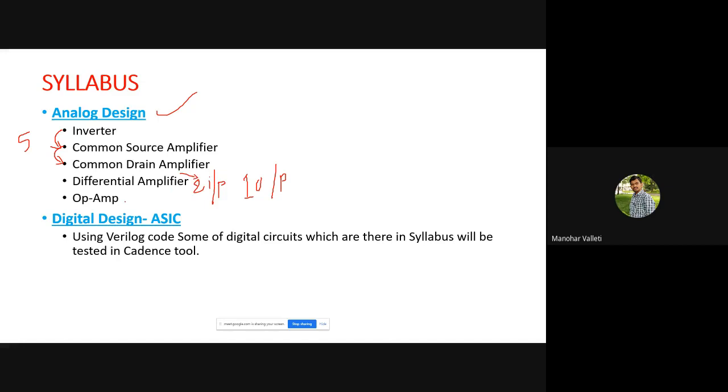And finally, the operational amplifier. I can say it is a combination of a differential amplifier followed by another amplifier which gives good gain. While checking the op amp circuit, we will use a common source amplifier. So a differential amplifier plus a common source amplifier will give you the op amp circuit.